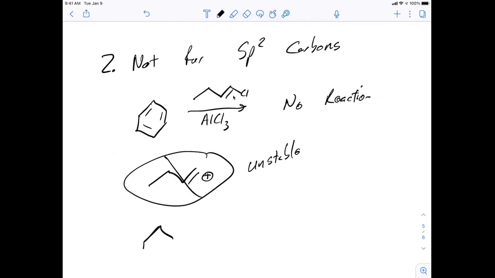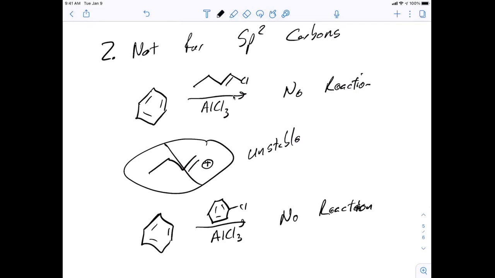The other one that you'll see is sp2 when the chloride is on the aromatic like this. That's still an sp2 carbon, and that gives no reaction. So I can't use this Friedel-Crafts alkylation to make a bond between two aromatics or a bond between a vinylic, an sp2 carbon double bond. And now, could I do it with allylic? Yes, but that's not an sp2 carbon, that's an sp3 carbon.